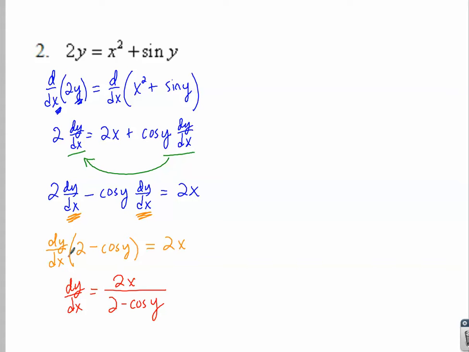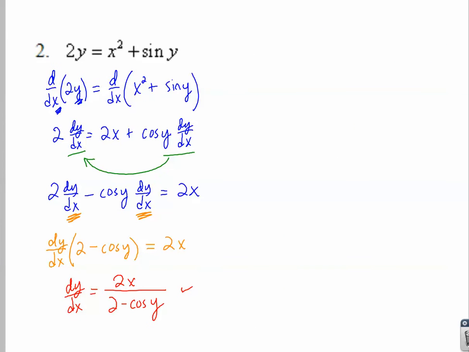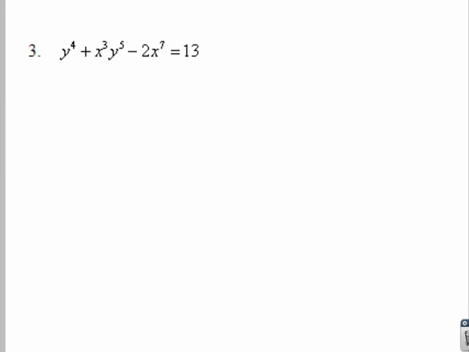We're always going to be factoring out dy/dx, or combining like terms to get a dy/dx multiplied to something, always. So if you want to, in your steps, solving for dy/dx always means dividing by the other stuff next to the dy/dx. That's always going to be that last step. You want to look at a couple others?